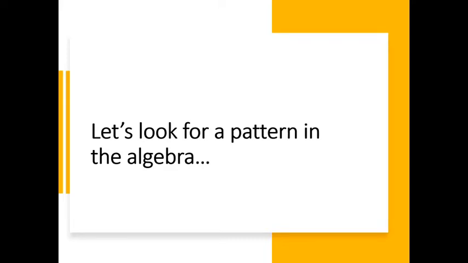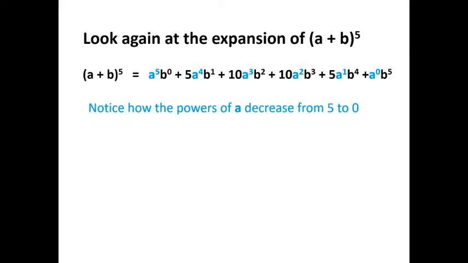Let's now look to see if we can see a pattern in the algebra. Let's have a look again at the expansion of (a + b) to the power 5. First of all, let's focus on the a terms. Notice how the powers of a decrease from 5 to 0. So the first term has a to the power 5, the second term has a to the power 4, all the way down to the last term, the sixth term, which is a to the power 0.